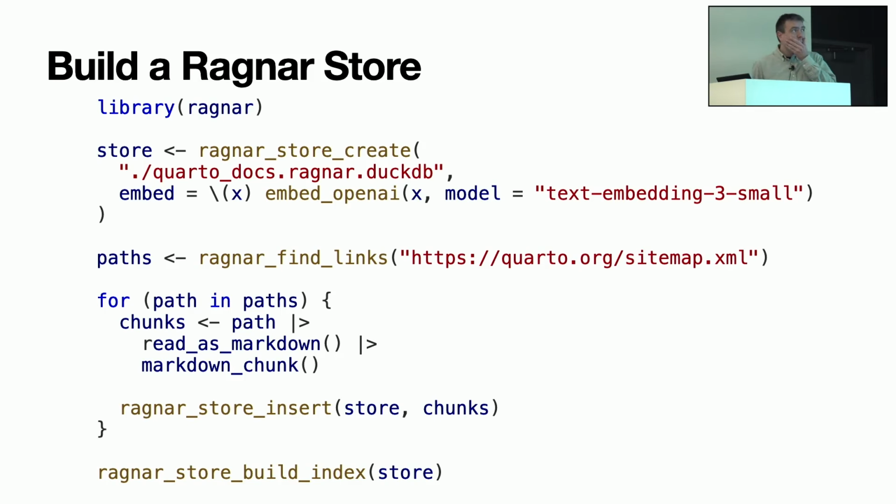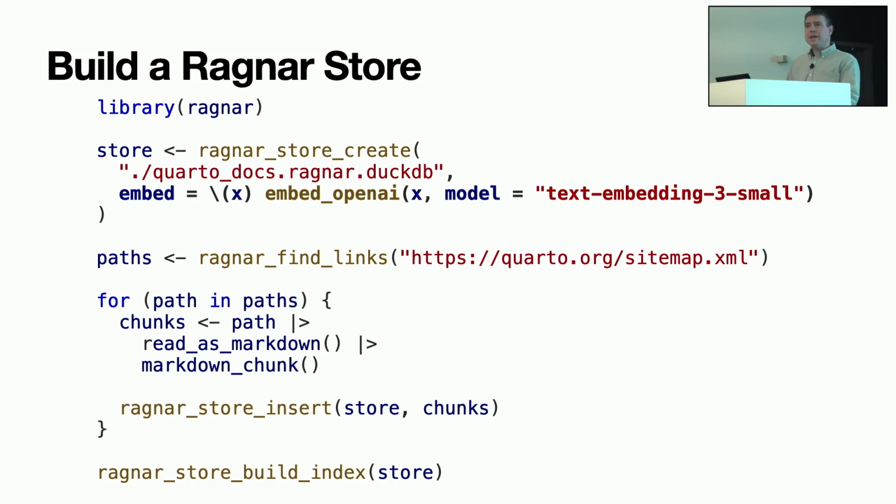All right, so here's all the code that you need to create a Ragnar store for the Quarto Docs. The first thing to notice is it's not a single function call. Ragnar tries real hard to be transparent so you can inspect all the intermediate steps. But it's not a lot of code, so we can walk through it. The first step is you create a store. Under the hood, a store is just a DuckDB file. So you just say where you want it on the file system.